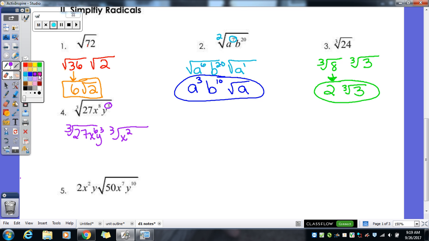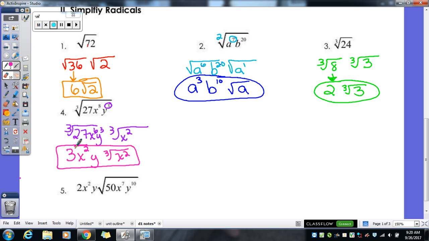So now let's take the cube root. So the cube root of 27 would be 3. Divide my exponents by 3, so 6 divided by 3 gives me x squared. 3 divided by 3 gives me y to the 1st. And then I still have that cube root of x squared coming along after it. So that becomes our final answer for that one.